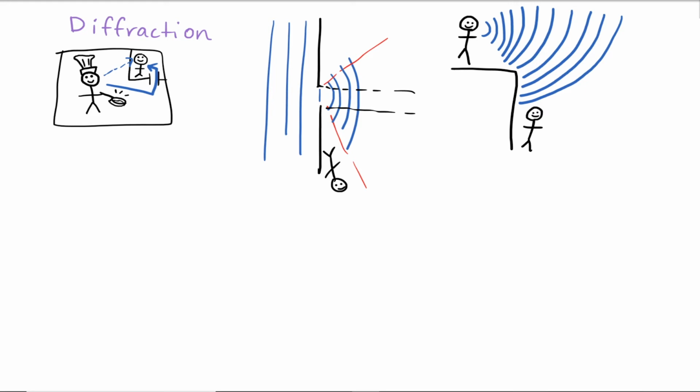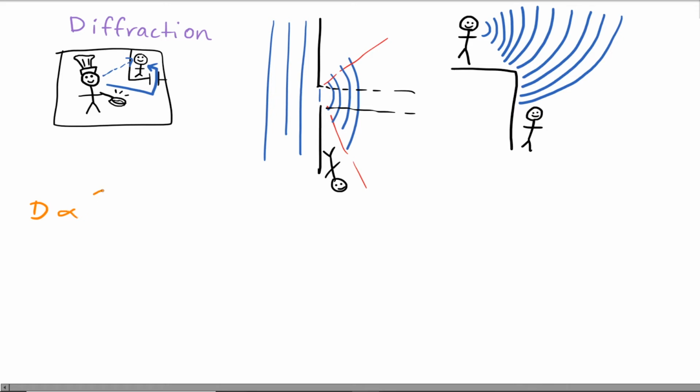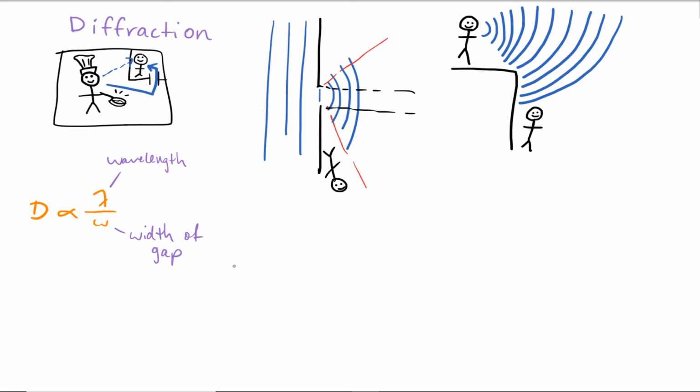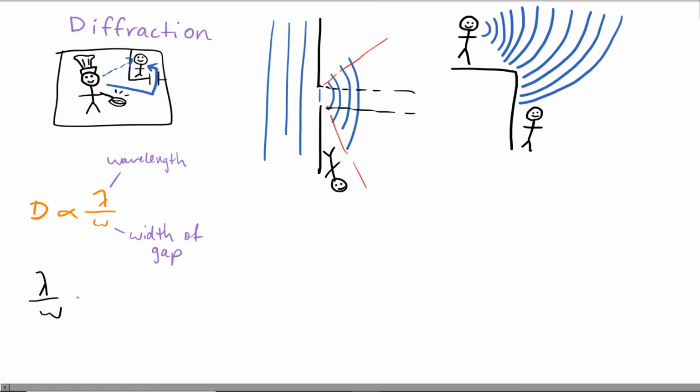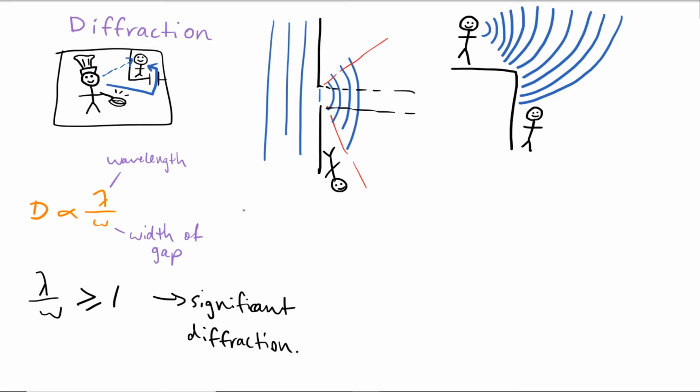So in all of these cases, there are some variables that we need to define in order to do the maths. Basically we have D, the amount of diffraction, is proportional to lambda over W. Lambda, we know, is the wavelength. W is the width of the gap. Notice it's not equal to lambda on W. In reality, there are some other variables that we don't need to talk about for our VCE physics purposes. What we do say is that if lambda on W is greater than or equal to 1, we have significant diffraction. And I think I've explained enough about this phenomenon now to go into a past exam question.